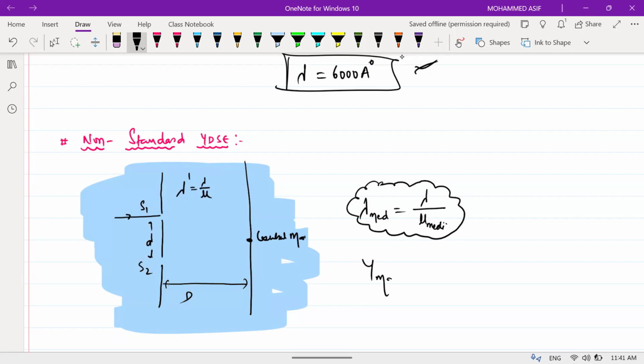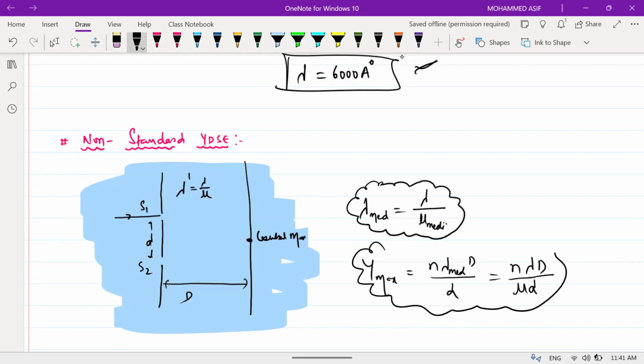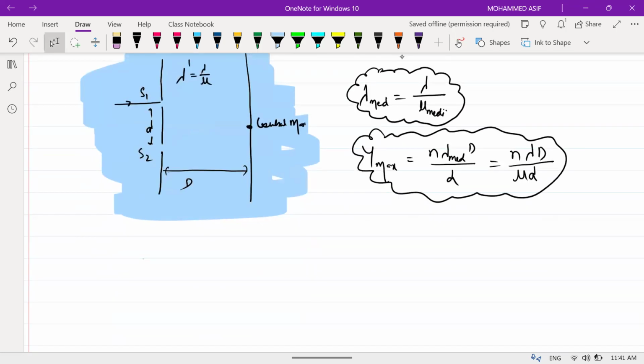Then y max will be n into lambda of the medium into capital D divided by small d. That means this formula will become n into lambda into capital D divided by mu into small d. This will be the formula when it is immersed in water. We get a new term, the refractive index. The same way y minima will be 2n minus 1 into wavelength of that medium into capital D divided by small d.